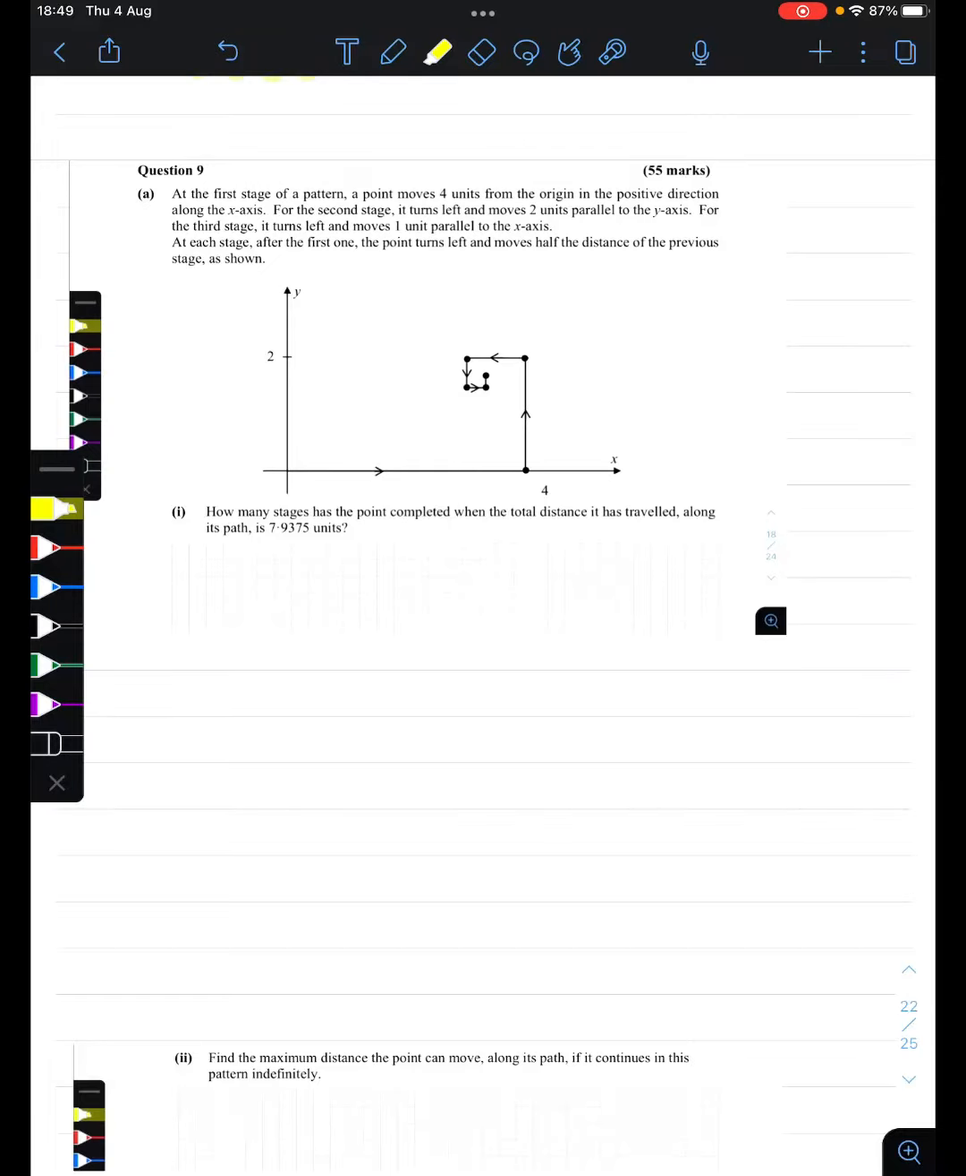Hi guys, so today we're going to take a look at question 9 of paper 1 of the 2016 exam.